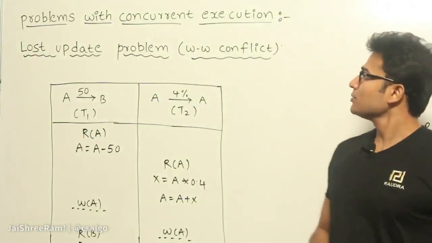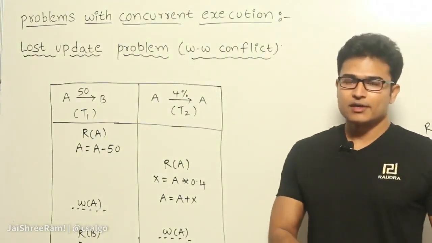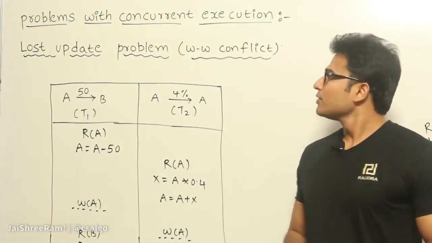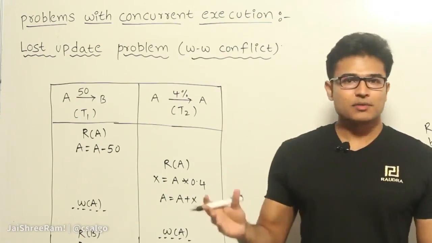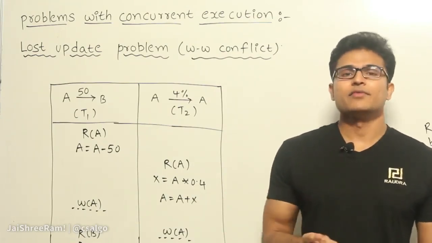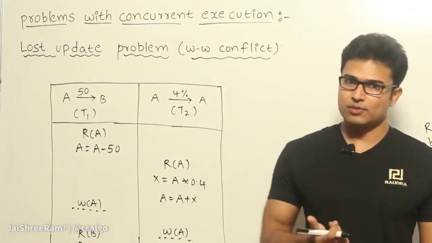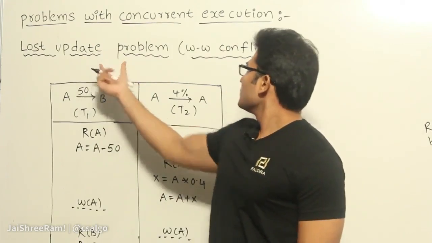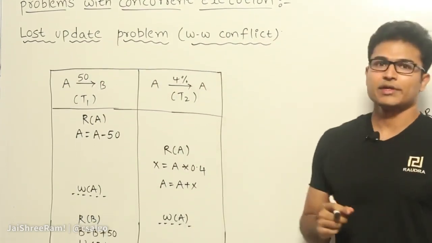Now let's see what are all the problems we might get while executing transactions in a concurrent manner. By classifying all the problems into various classes, we can see that whatever method you come up with is going to solve all these problems. Okay. So the first problem is the lost update problem, or write conflict.